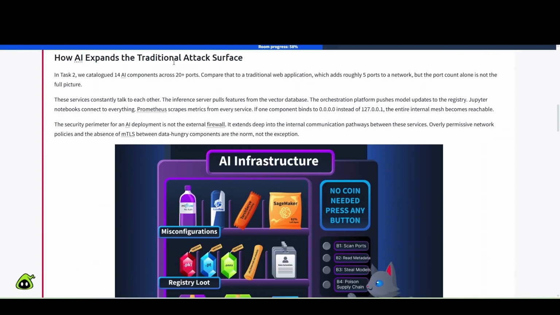How AI expands the traditional attack surface. In task 2, we cataloged 14 AI components across 20 plus ports. Compare that to a traditional web application, which adds roughly 5 ports to a network. But the port count alone is not the full picture.